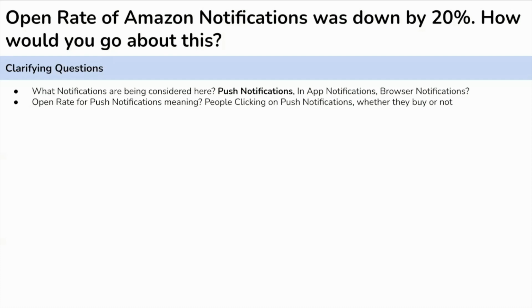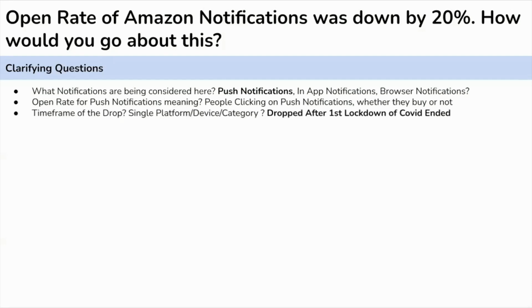Now we know that push notification open rate has fallen, but what time frame are we considering here? How is the drop? Is it gradual or is it sudden? This is our third question. So the interviewer has told us that the notification open rate reduced suddenly when the first COVID lockdown restriction got lifted. Hope you are able to get it, right? As this drop was seen across all the platforms, devices and categories on Amazon.